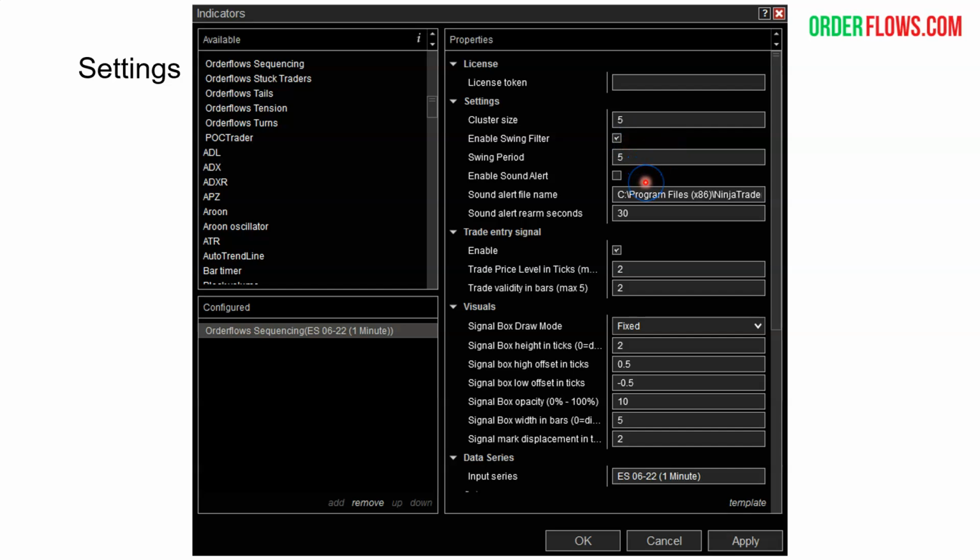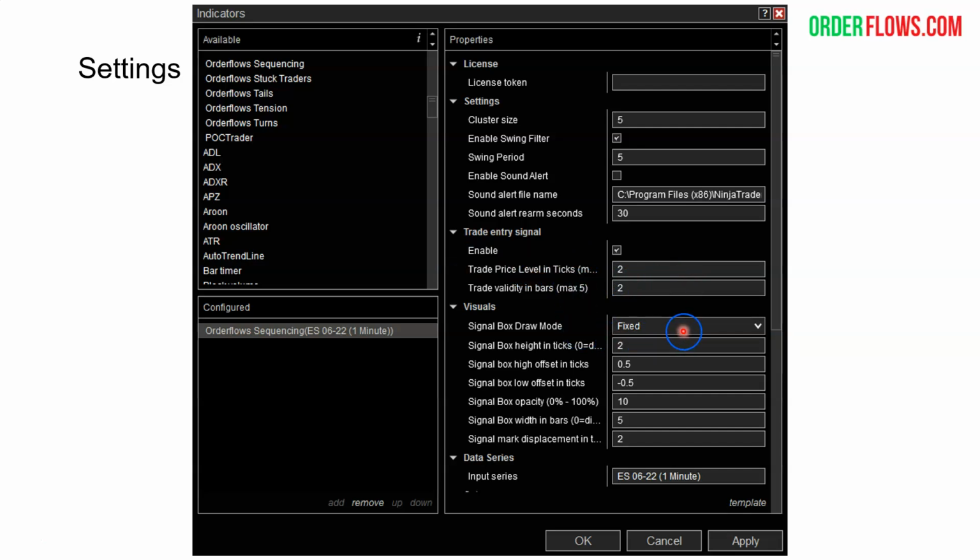We have a sound alert as well. So if you want to enable the sound alert, you can have it running on your computer, do your other thing, and then if sequencing appears, you get a ding, alert, sequencing, or whatever sound you want to have. We have the trade entry signal, which I'll talk about later, and the visuals.